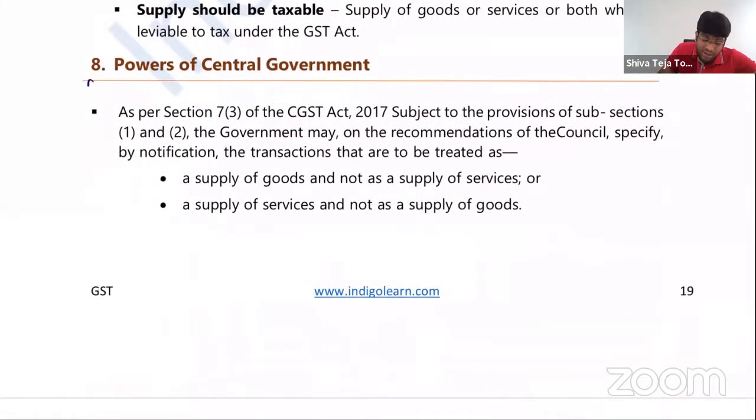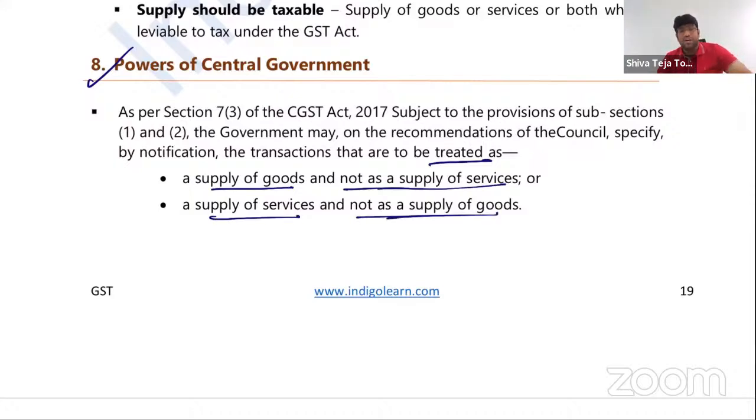Next, powers of central government. There are some powers with central government to treat a transaction as supply of goods and not supply of service, or supply of service and not supply of goods. That power is there with central government. Why did they keep this point? Because in future, if any fight comes, this is goods. No, this is service. No, this is goods. For that reason, they kept a power in the government so that they clearly can clarify that this is goods and not service, or this is service and not goods.